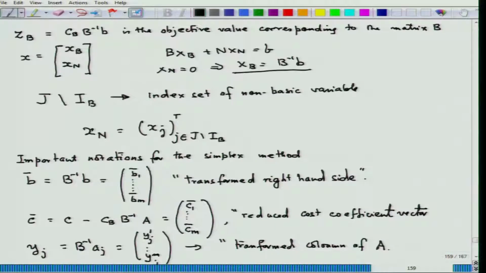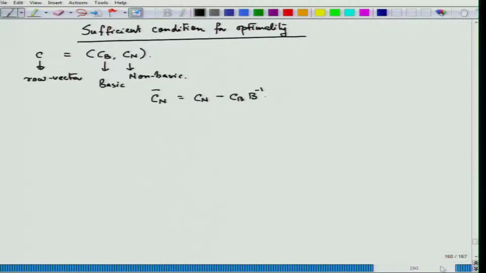So, this C can be written as CB Cn, and this can be written as CB B inverse capital B, which is I, so it will become CB minus CB and then I would have C bar n. So, I will just work it out carefully. Now you might ask me, what about C bar B? That would give you C bar, the total reduced cost coefficient, it is 0 actually.